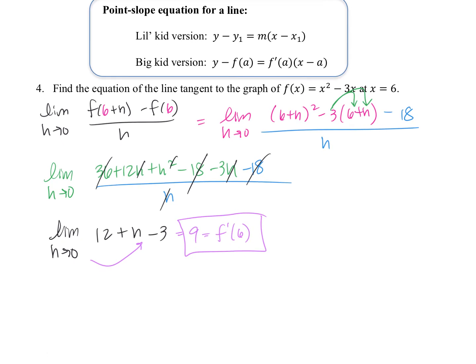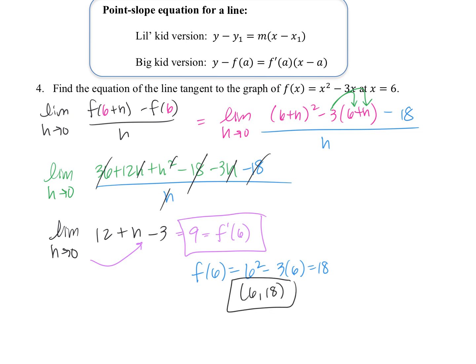In order to write something in point slope form, we need a point and a slope. How would I find f of 6? I need a point. If this is f of x, how am I going to get my point? Plug it in. 6 squared, 36 minus 18 is 18. That's my point. Oh, and did we already have that? We used that right there. Silly me. So we have a point of (6, 18). We have a slope of 9.